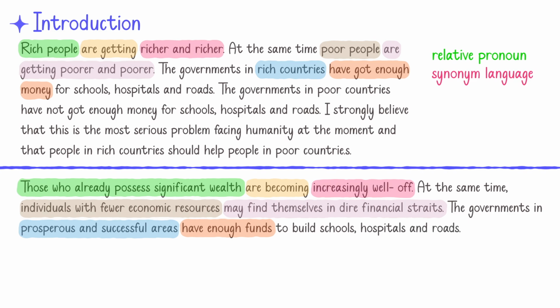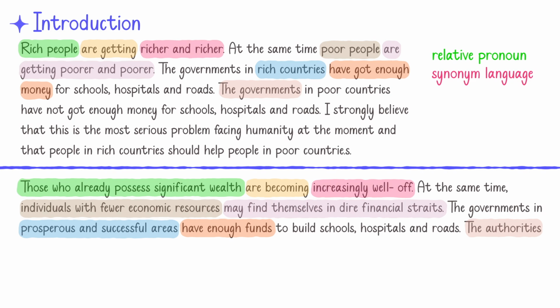Now, after that, the governments in poor countries have not got enough money for schools, hospitals, and roads, right? So, again, all the words that we had in the previous sentence are repeated here. So, we should write from another point of view, using some synonym language. So, instead of the governments, we can write the authorities. The governments was once used in our previous sentence. Now we can write the authorities.